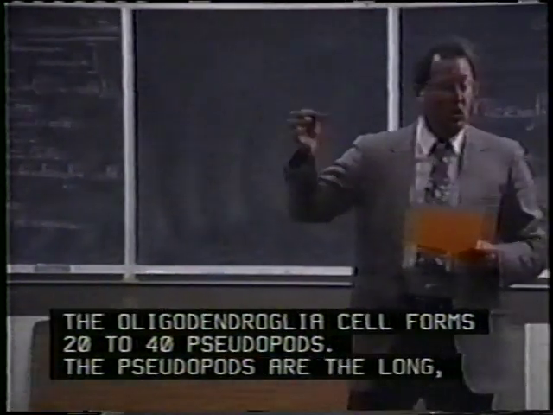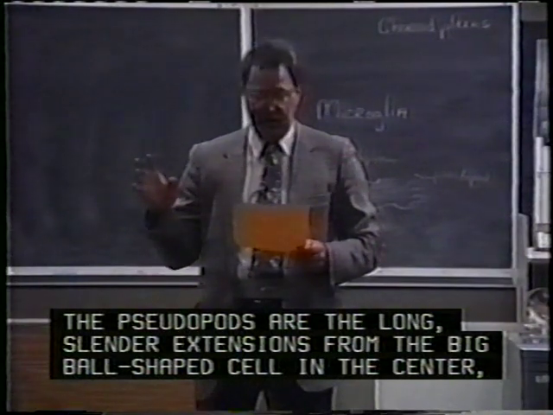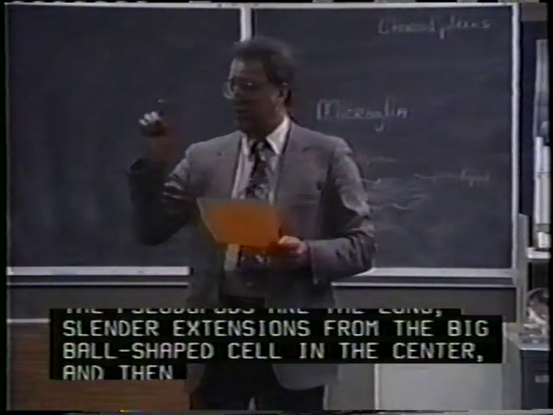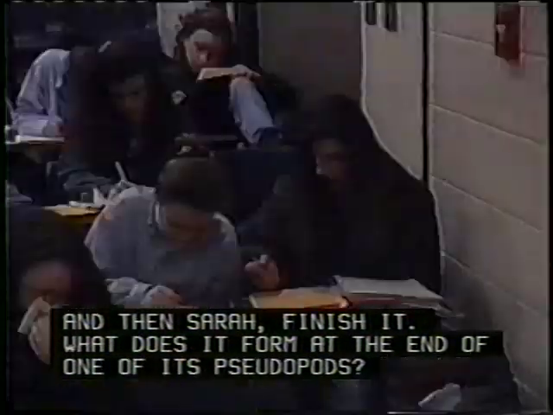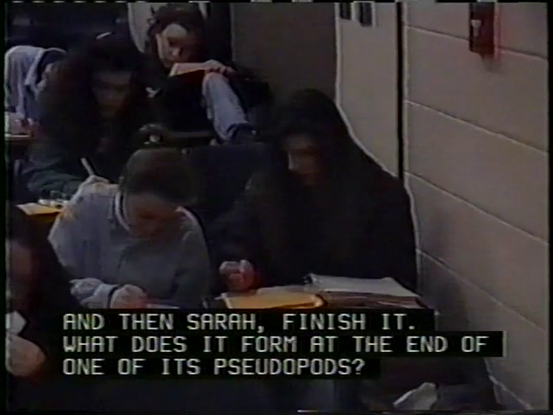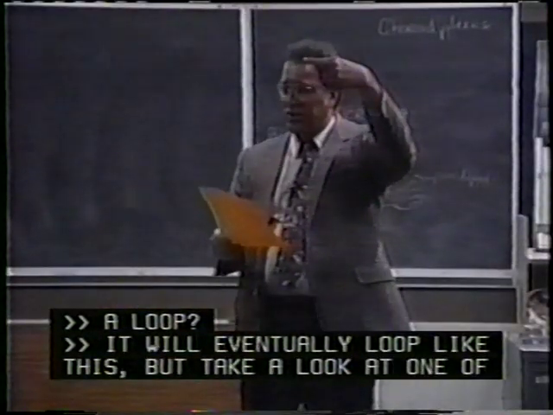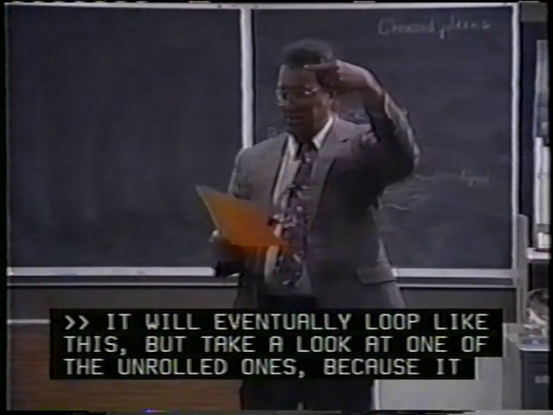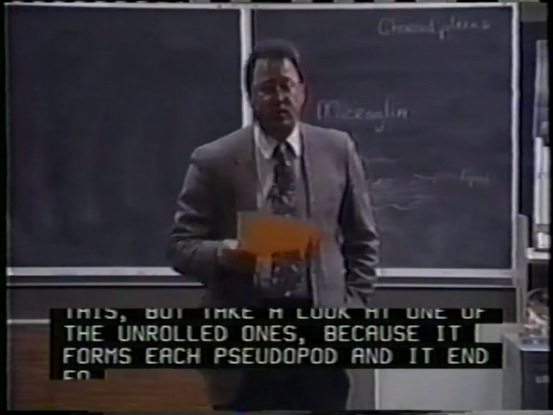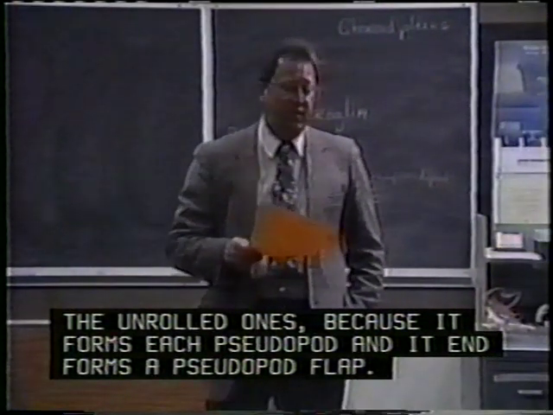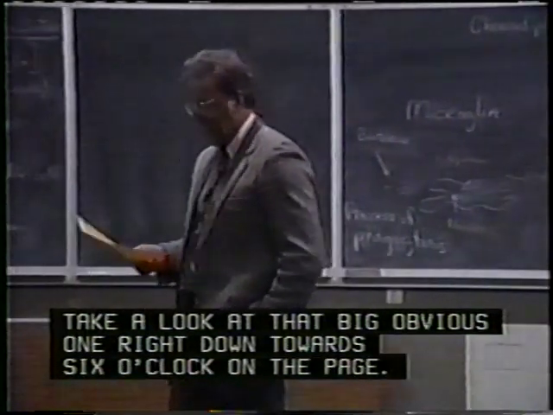The pseudopods are the long, slender extensions from the big ball-shaped cell in the center. And then, Sarah, finish it. What does it form at the end of one of its pseudopods? A loop. It'll eventually loop like this. But take a look at one of the unrolled ones, because each pseudopod at its end forms a pseudopod flap. Take a look at that big obvious one right down towards 6 o'clock on the page.